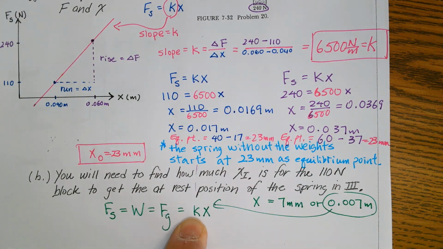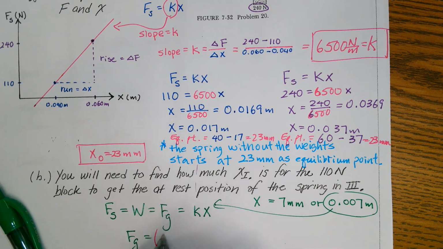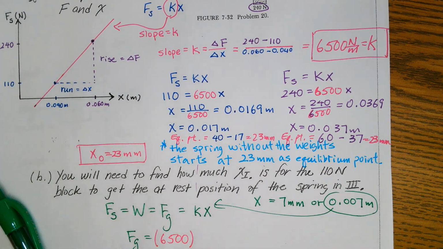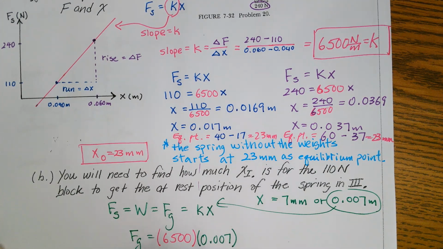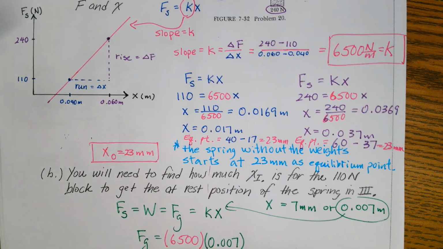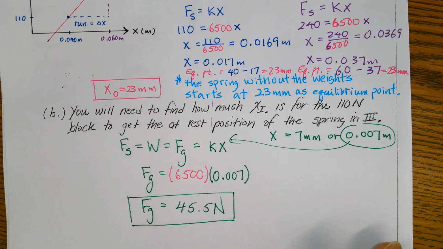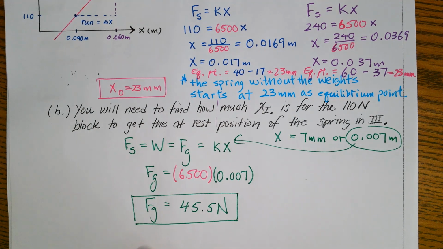We already know what K is. So we can find what this weight is, because now we can say, since 6,500 newtons per meter times 0.007 meters, it should come out to 45.5 newtons. Okay? Any questions? Alrighty then.